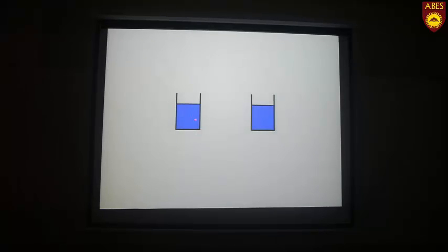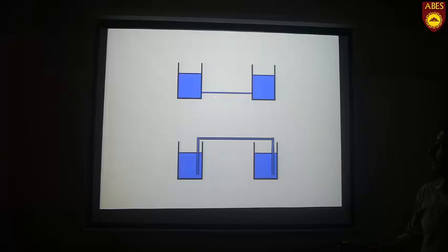We have two beakers, there is no connection in between them. Will there be any flow of water from this to this side? It is not possible. Now if I say that I connect these two beakers with a pipe, let's see, either the pipe may be at the bottom side or the pipe may be from the upper side. But in any of the case, if I connect these two beakers with a pipe, will there be any flow of water from one to another beaker?